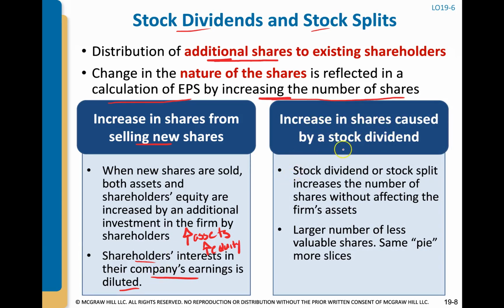Alternatively, when shares increase because of a stock dividend or a stock split, yes, the number of shares increases, but it doesn't dilute the existing shareholders' interests. It's just a larger number of less valuable shares. So you have the same pie, more slices. Think of a pizza with 8 slices. If we have 8 shareholders and they each get 1 slice, versus cutting the same size pizza into 16 slices so each of those 8 people now gets 2 slices, they still have the same amount.